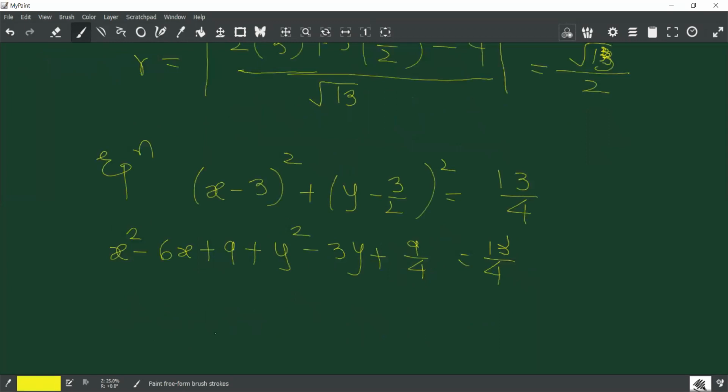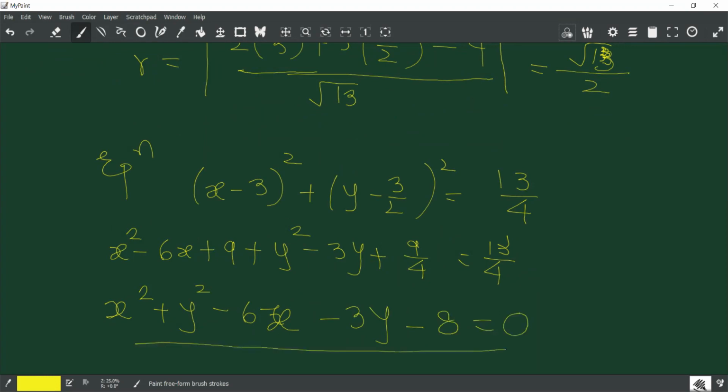So you will have x square plus y square minus 6x minus 3y minus 8, because of the minus 1 coming here, is equal to 0. This is the right answer. See if everybody gets it. x square plus y square minus 6x minus 3y minus 8 is equal to 0.